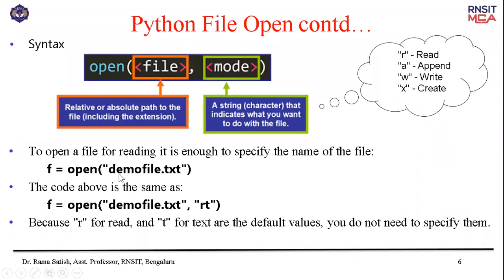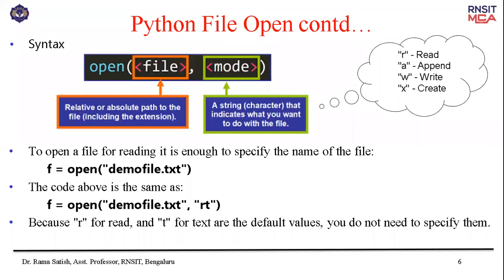F is equal to open demo file.txt. So in this case, I have not given the mode. Since I have not given the mode, the default mode is considered. What is the default mode? Read mode and text mode, RT. So it is the same as RT. RT is treated as read and text.